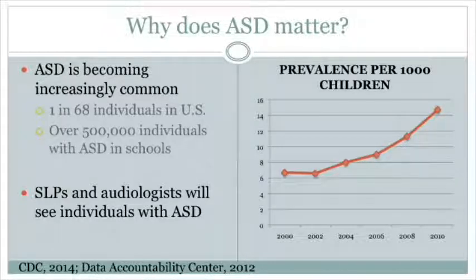And just probably a month ago, a new estimate came out. It has 2010 down there because the data is from 2010, and now it's at 1 in 66 children. And the numbers for boys are 1 in 42. So if you're working in this field, you're going to run across kids with autism or adults with autism, depending on where you're working. If you're in the schools, there's over 500,000 kids in the US that are being served under the label of autism.